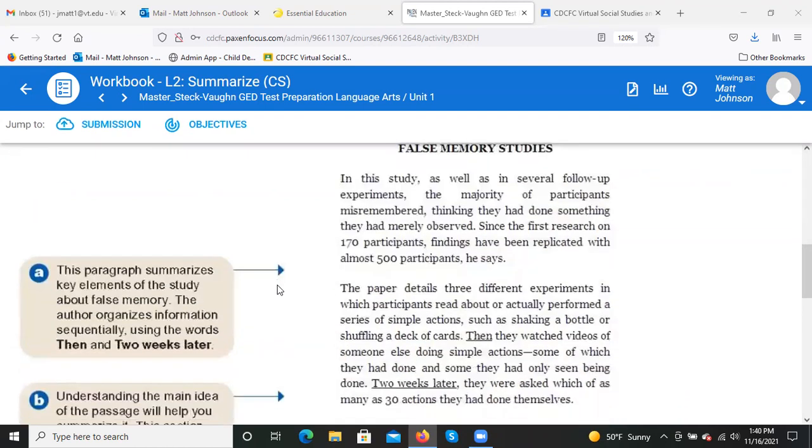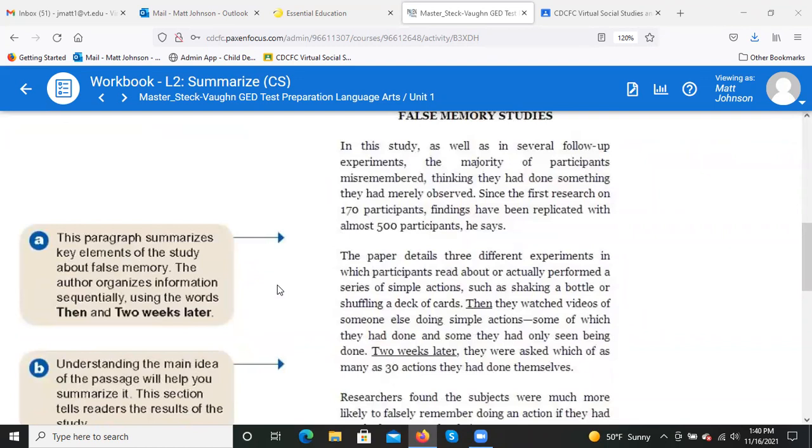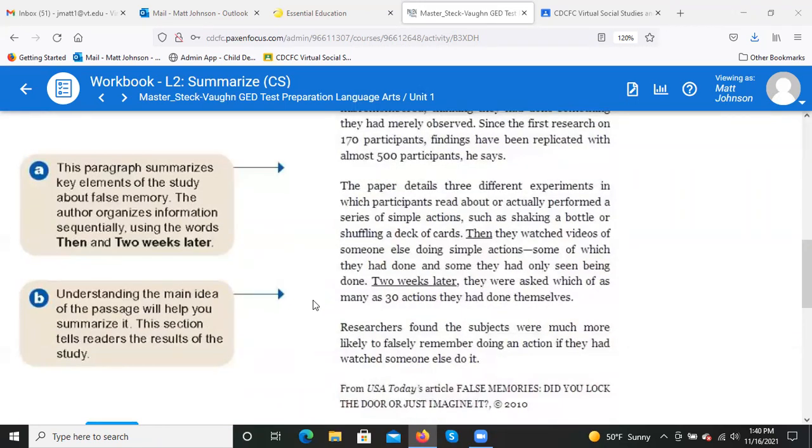The paper details 3 different experiments in which participants read about or actually performed a series of simple actions, such as shaking a bottle or shuffling a deck of cards. Then they watched videos of someone else doing simple actions, some of which they had done and some they had only seen being done. 2 weeks later, they were asked which of as many as 30 actions they had done themselves. Researchers found the subjects were much more likely to falsely remember doing an action if they had watched someone else do it, which is kind of a scary thing when you think about it.